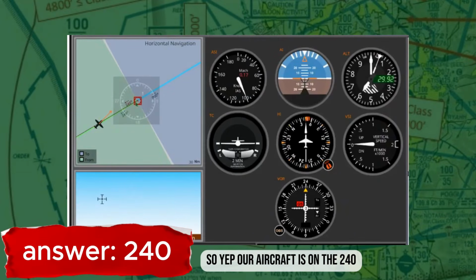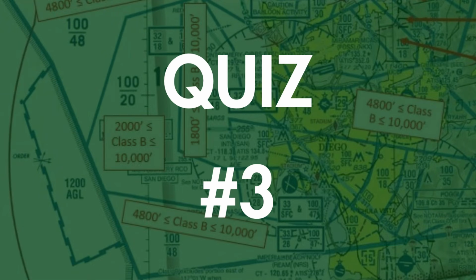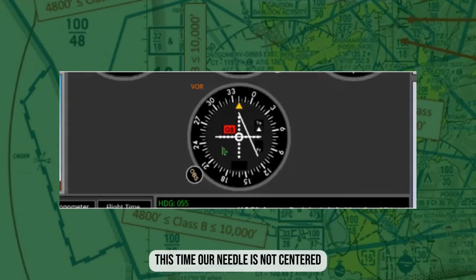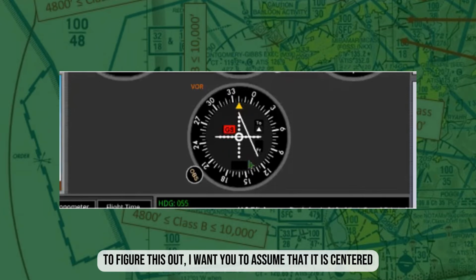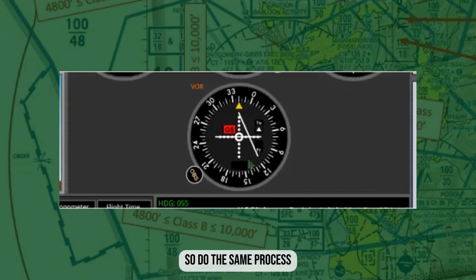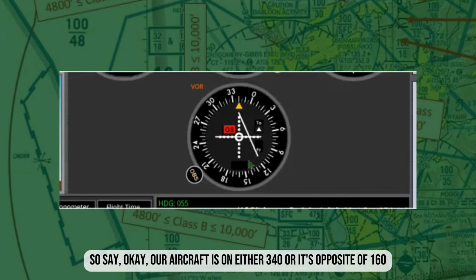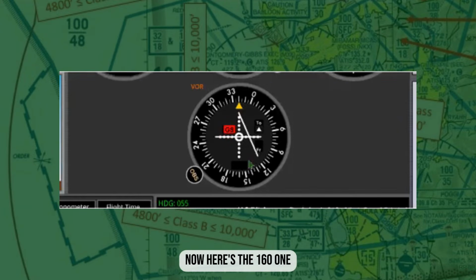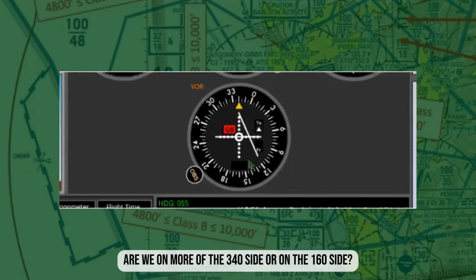So yep, our aircraft is on the 240. This time our needle is not centered, but we have 340 dialed in here, right? To figure this out, I want you to assume that it is centered. So do the same process. So say, okay, our aircraft is on either 340 or its opposite of 160. Now here's the 160 one. If we know that's on either 340 or 160 and then it has a 2 symbol, which side are we on? Are we on more of the 340 side or on the 160 side?